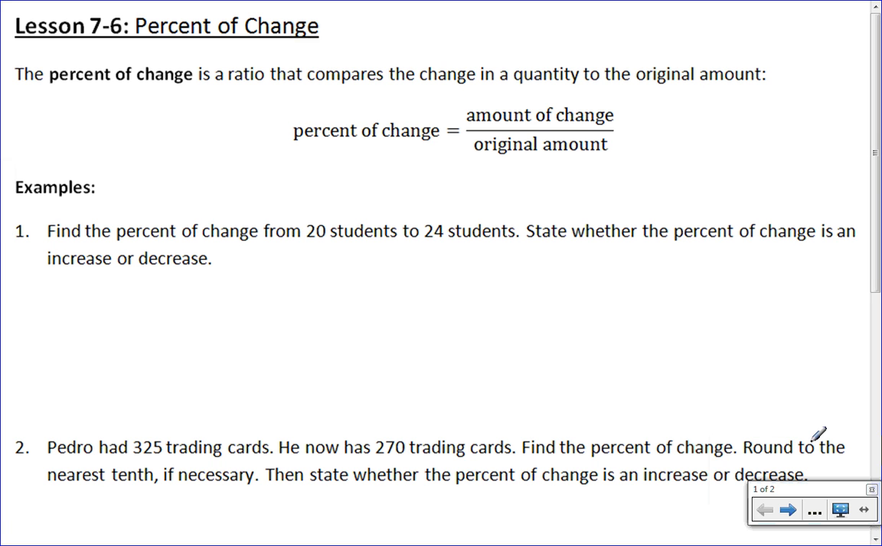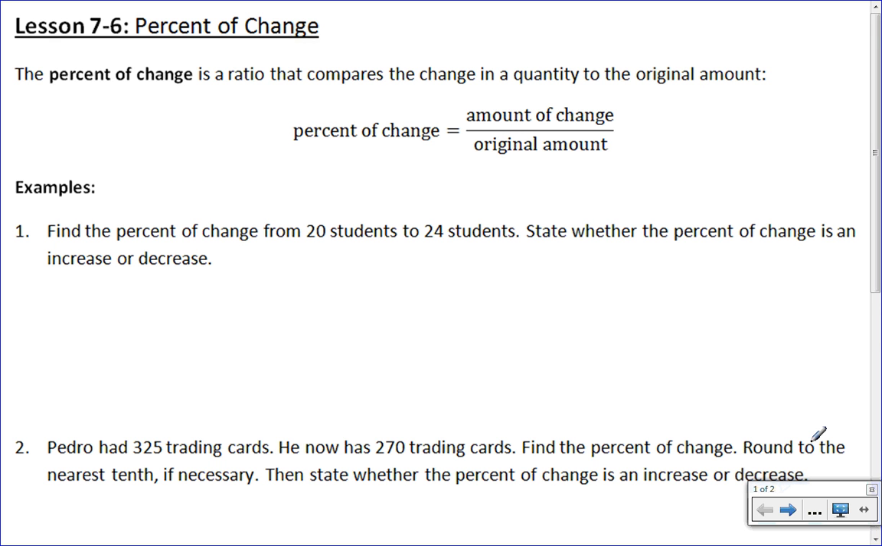This is lesson 7.6, percent of change. The percent of change is a ratio that compares the change in a quantity to the original amount. So percent of change basically tells you how much something changes relative to its starting amount.